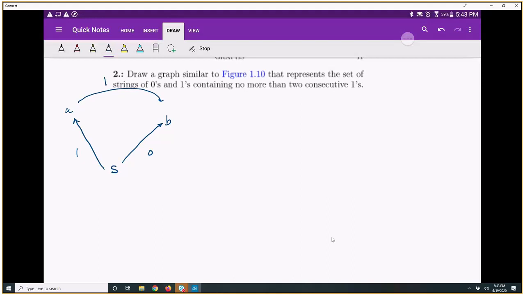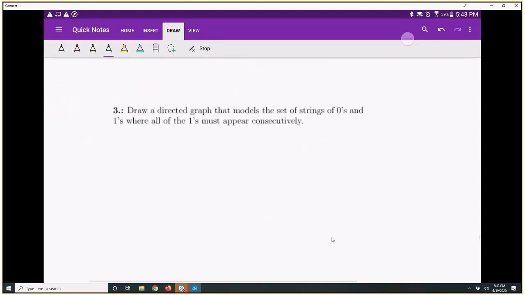But then my only choice must be 0. So then I should have 0 connecting me back to A. And at A, I could again have 0. And that should be a graph where any string that we could generate from this graph would have only no more than two consecutive ones, at most two consecutive ones.